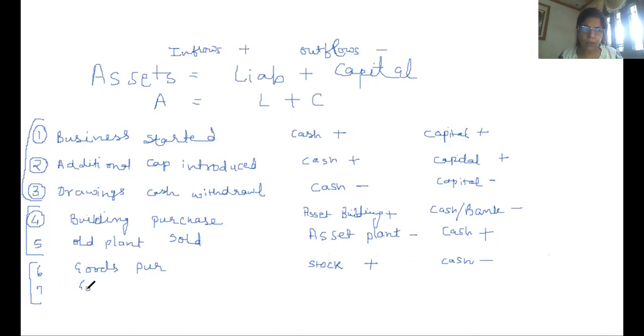Next, goods sold. The businessman sold the goods. Sold the goods means stock reduces, outflow, and by saying selling, cash will be inflow. So cash will increase. These both are transactions of cash. Goods purchase means stock plus, cash minus. Goods sold means stock minus, cash plus. Yes, children, note down these transactions, please.